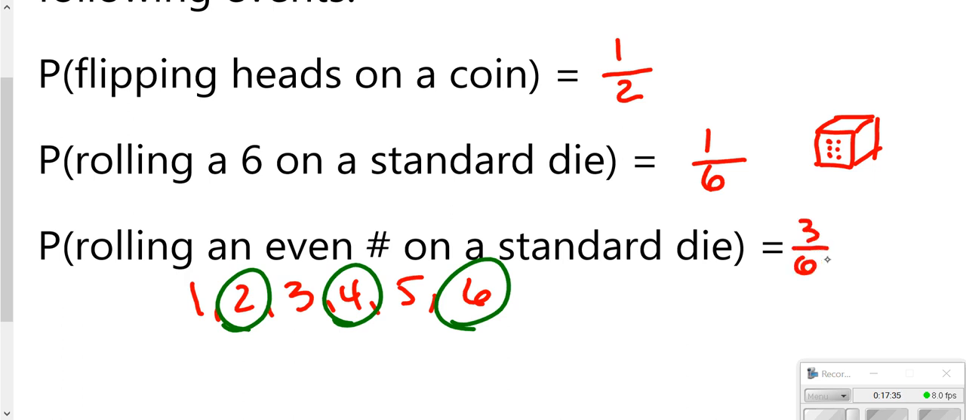Now, everyone always asks me, do I have to write this as a fraction, as a percent, as a reduced fraction? I don't care. You can write this as a half. You can write this as 50%. You can write this as 0.5. Those all express the same number. I don't mind. You can write it in any form that you wish.